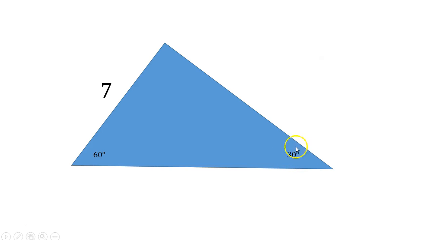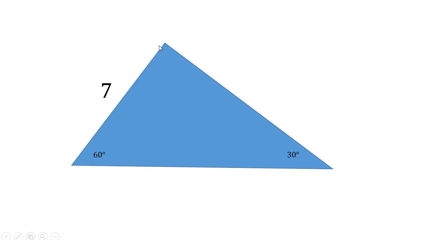Because we have a 30-degree angle, we have a 60-degree angle, and then this has to be a 90-degree angle because all triangles add up to 180 degrees. We also have a side length here that's given, and we have to find the missing two side lengths. This side length right here is 7.